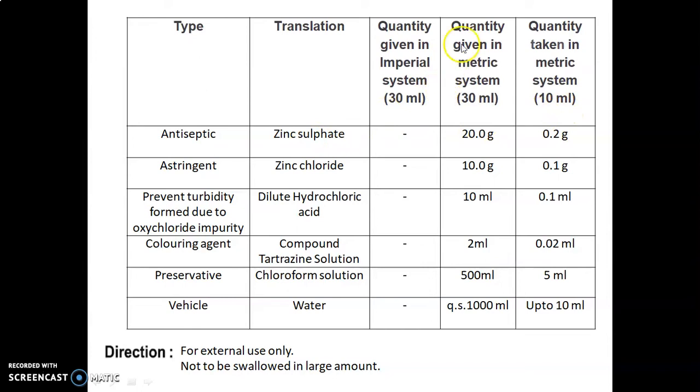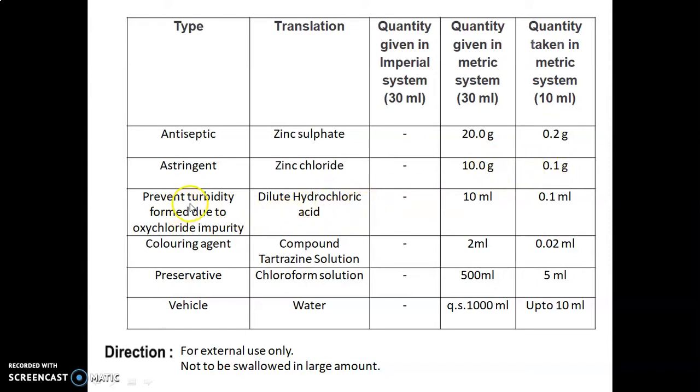As we have already been given the quantity in the metric system directly, zinc sulfate is used as an antiseptic, quantity given 20 gram; multiply it with the factor, we will get 0.2 gram. Zinc chloride is used as an astringent, quantity given 10 gram; multiply it with the factor, we will get 0.1 gram.